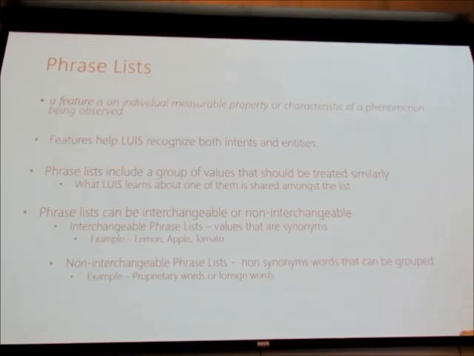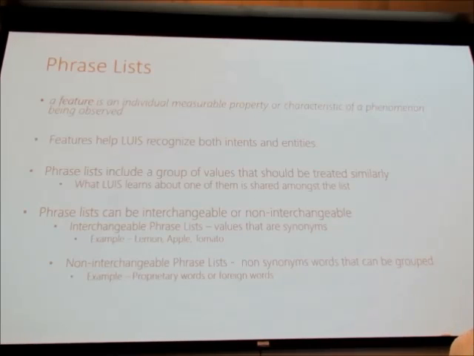And there are two types of phrase lists. There's interchangeable and non-interchangeable. And interchangeable are synonyms. So let's say you have an application that doesn't really care what type of fruit it is, but cares that it's a fruit. So you can say, here's a whole bunch of lists of fruits, and I want them to act like synonyms. So you can swap one for the other.